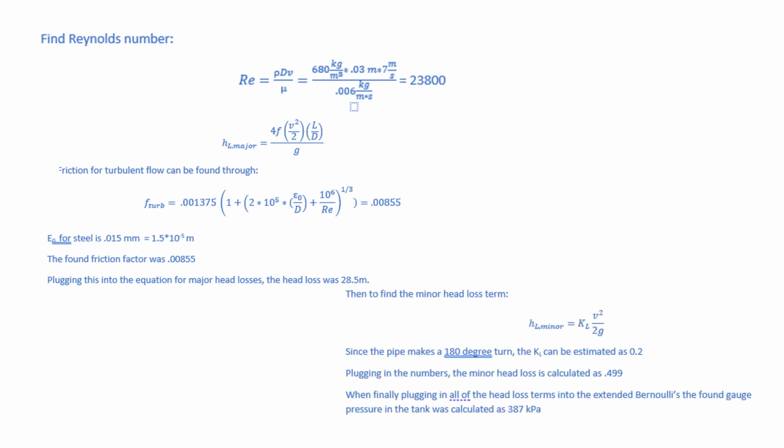And then finding minor losses due to the 180-degree turn in the pipe, we're going to use the head loss minor equation seen there. You can look up the KL for a 180-degree turn, 0.2, and then our minor losses will be around 0.5. All in all, the pressure of the tank will be 387 kPa.